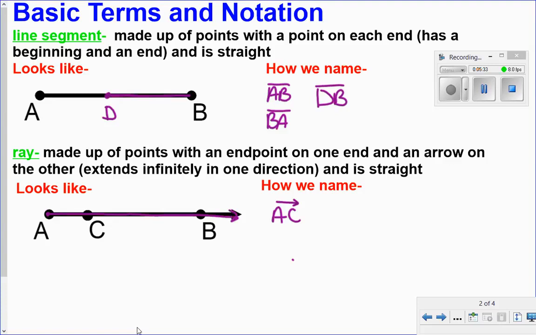Another name for this ray could be ray CB. That would indicate that rather than starting at point A, I'm now starting at point C, and then going forever in the opposite direction. The first letter of the ray name indicates where you're going to start that ray, or in other words, where the endpoint is for that ray.